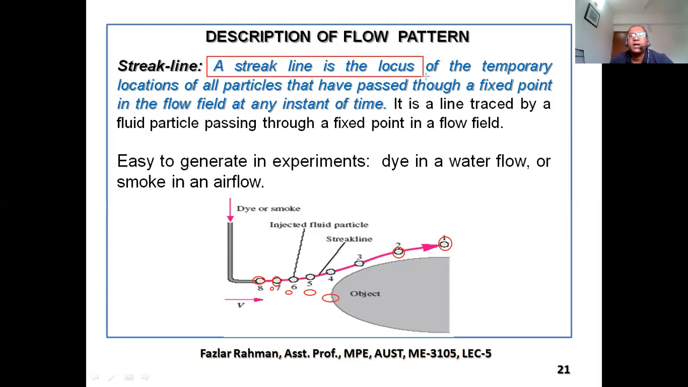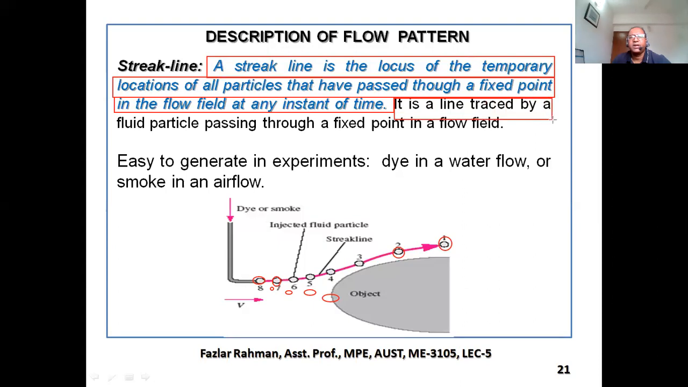A streak line is the locus of the temporary location of all particles that have passed through a fixed point in the flow field at any instant of time. So how do you see it over here? All the fluid elements are passing through a fixed point. That is the main definition. Or you can say it is a line traced by fluid particles passing through a fixed point in the flow field.